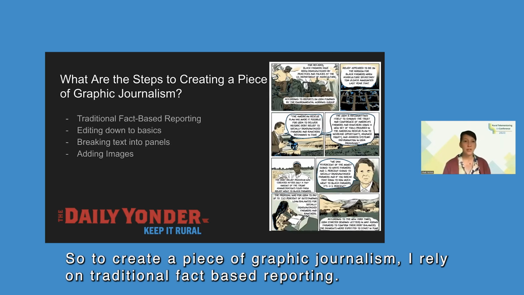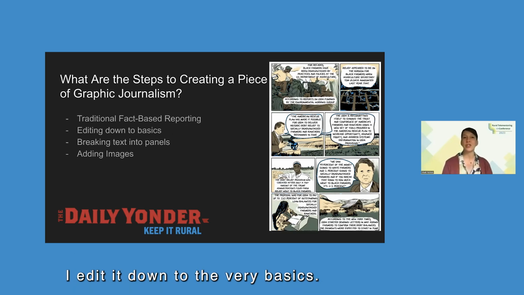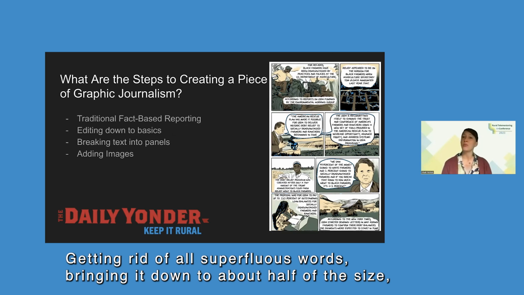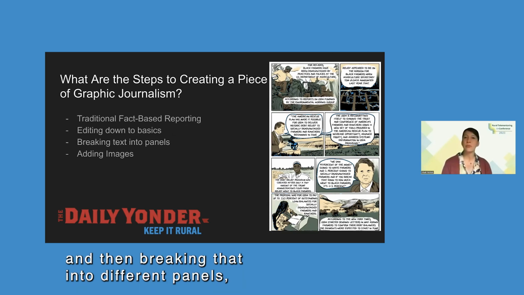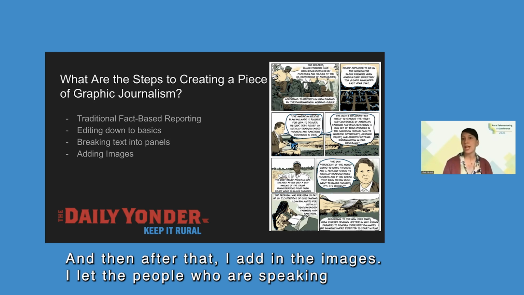So to create a piece of graphic journalism, I rely on traditional fact-based reporting. So I report just like any other reporter. I edit it down to the very basics, getting rid of all superfluous words, bringing it down to about half of the size, and then breaking that into different panels so that I have a really good sense of what the timing is like. And then after that, I add in the images.